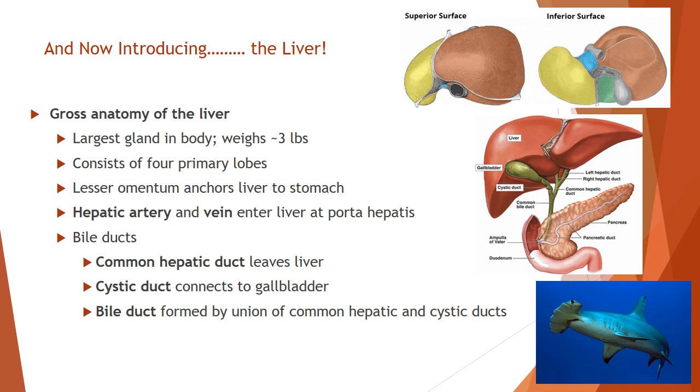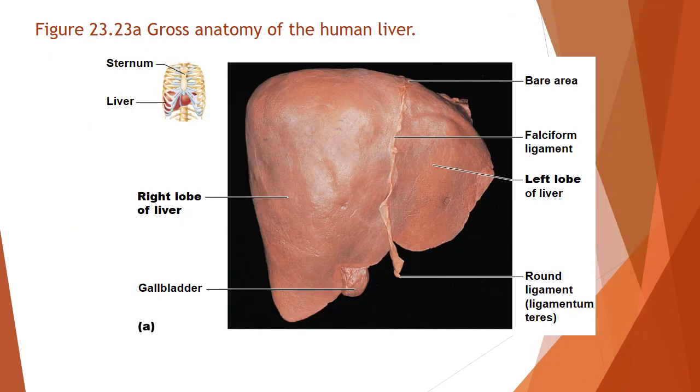The hepatic artery goes through and carries oxygenated blood. And then the hepatic vein enters the liver, right? This is the one that will go through and help feed the liver with blood for it to filter through and deal with. All right, so there's our liver.